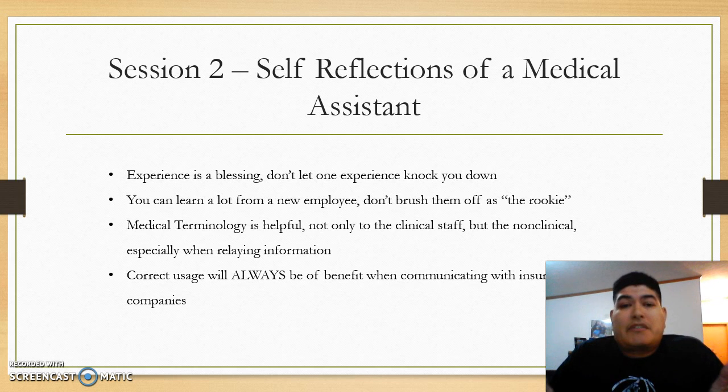But if the patient is really needing surgery and their insurance is willing to pay for it, you cannot go through with surgery if the patient does not have an authorization yet. So you're putting the patient at a financial risk if you do not communicate clearly and effectively using your medical terminology.